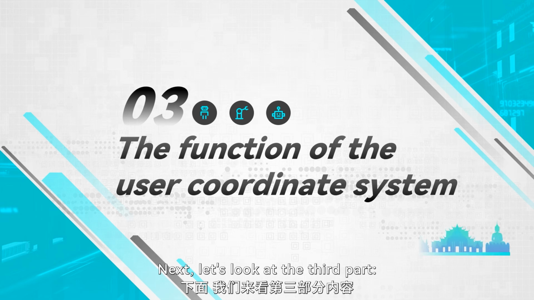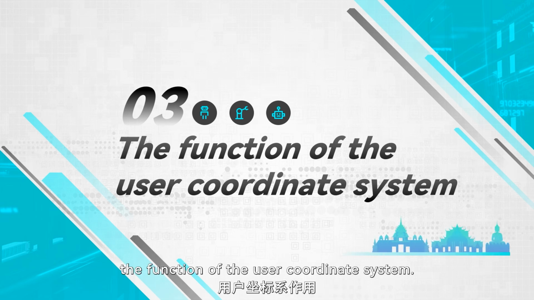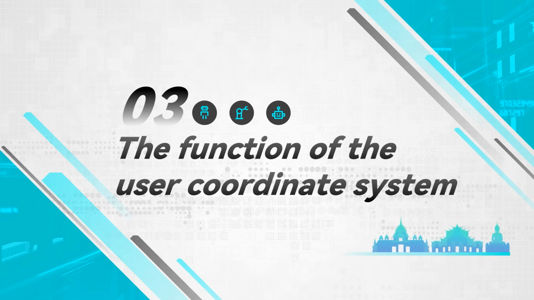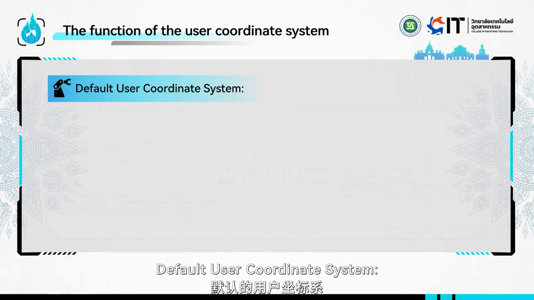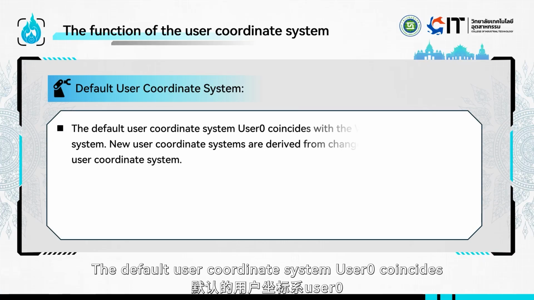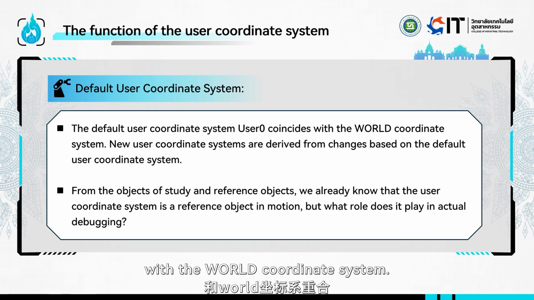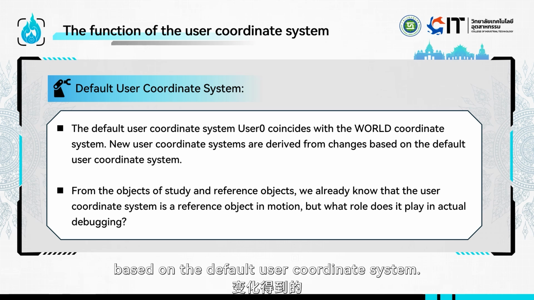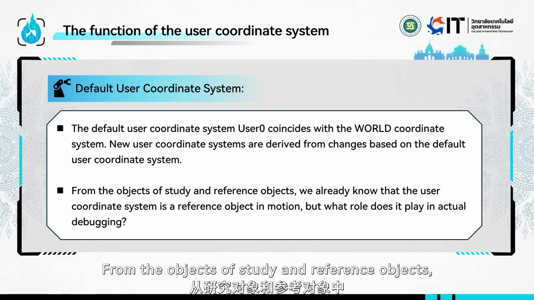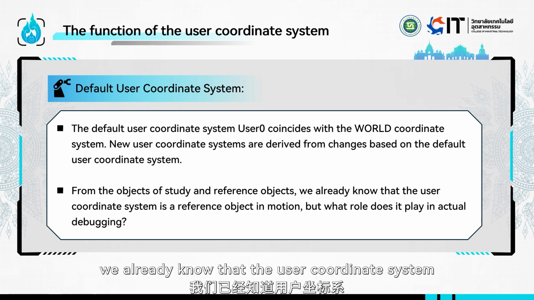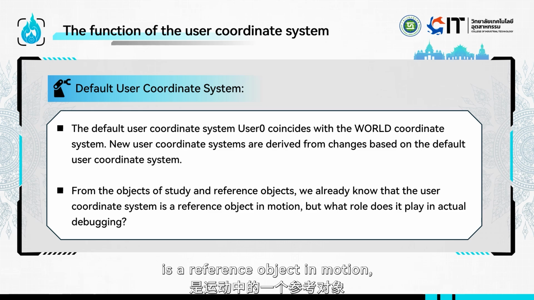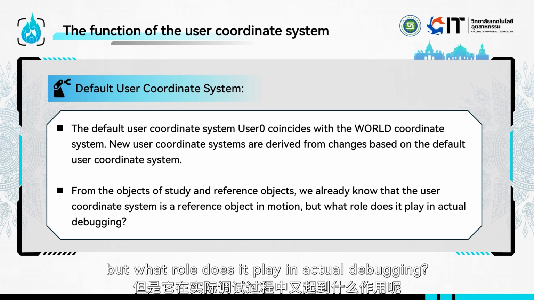Next, let's look at the third part, the function of the user coordinate system. Default user coordinate system. The default user coordinate system user 0 coincides with the world coordinate system. New user coordinate systems are derived from changes based on the default user coordinate system. From the objects of study and reference objects, we already know that the user coordinate system is a reference object in motion, but what role does it play in actual debugging?